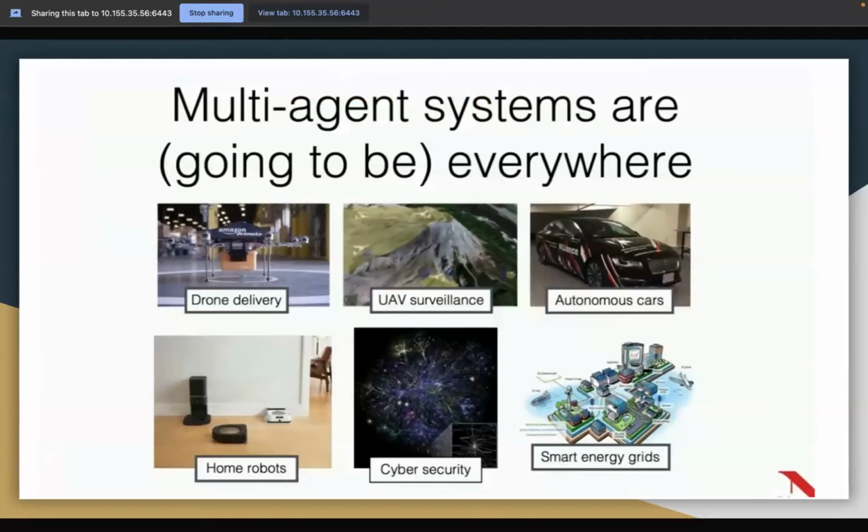So nowadays, taking inspiration from the environment and from biology, lots of multi-agent systems are being built and implemented in the real world, especially in the field of robotics, for example drone delivery, UAV surveillance, autonomous cars, or home robots. It is also very popular in cybersecurity and smart energy grid fields.